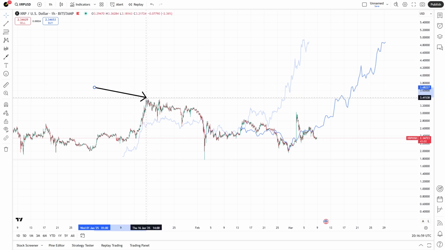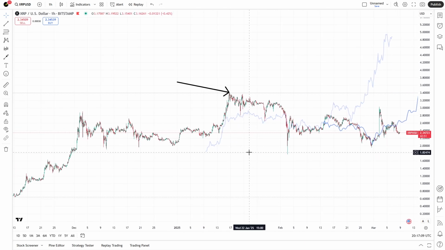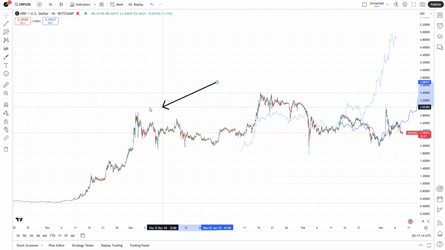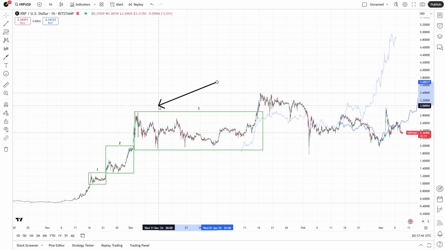Now, there are some other fractals we can compare to that also point to a different possibility, but still ending in a new all-time high. So that second fractal that I'd like to show you is if we took this structure right here, which is the third corrective structure within the macro repetitive bull run structure. Let me show you what that is real quick. Now, I've discussed this in previous videos.